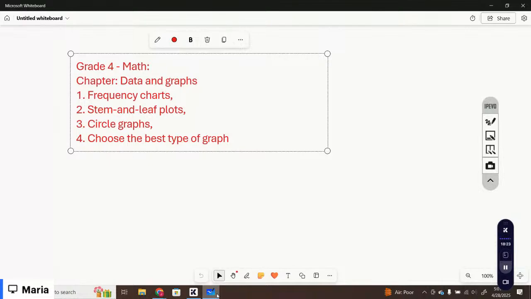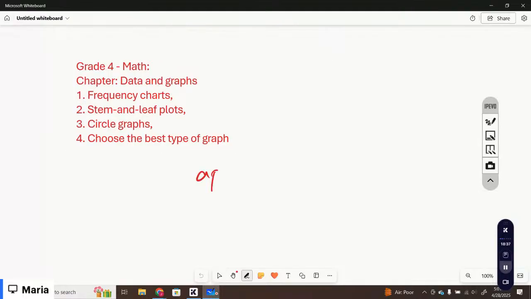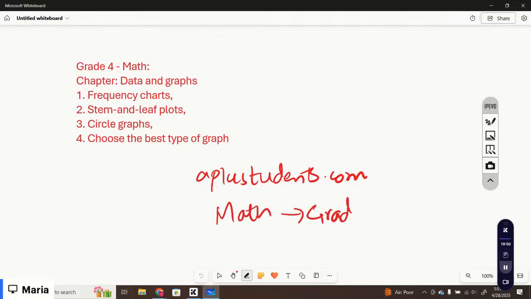You can find all the lessons on aplusstudents.com. You have to log in there using your email address and password as provided by the administrator. Then you have to select math from the subject tab, scroll down to grade 4 math, and then click on view all lessons. There you can find the list of the chapters.